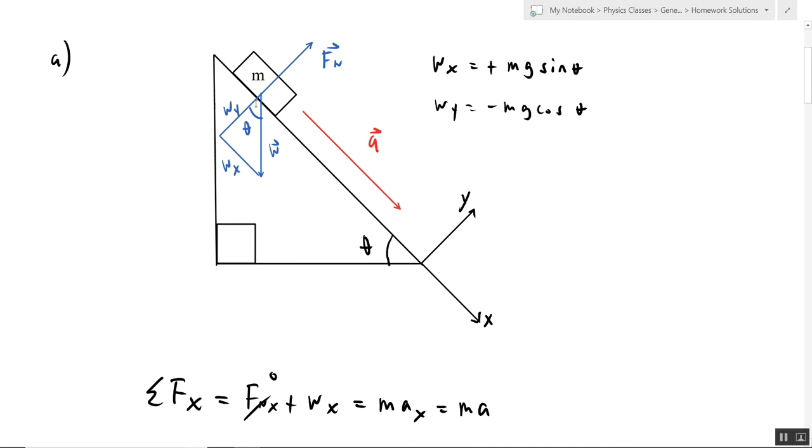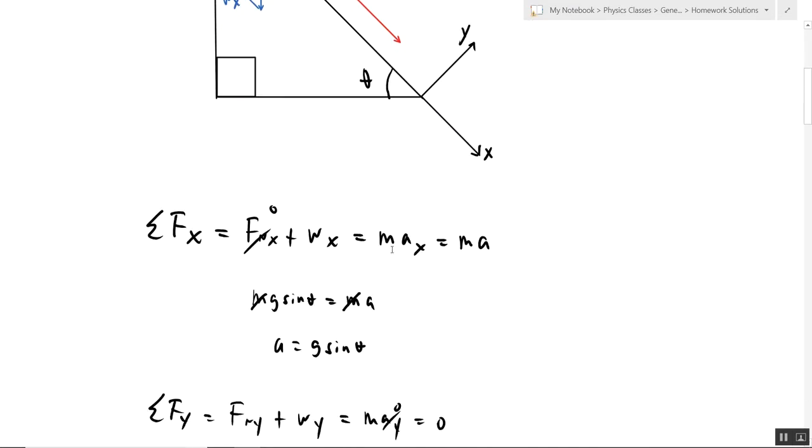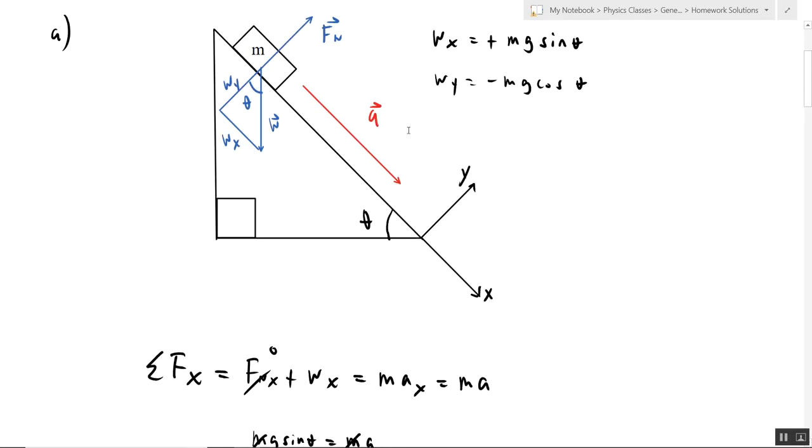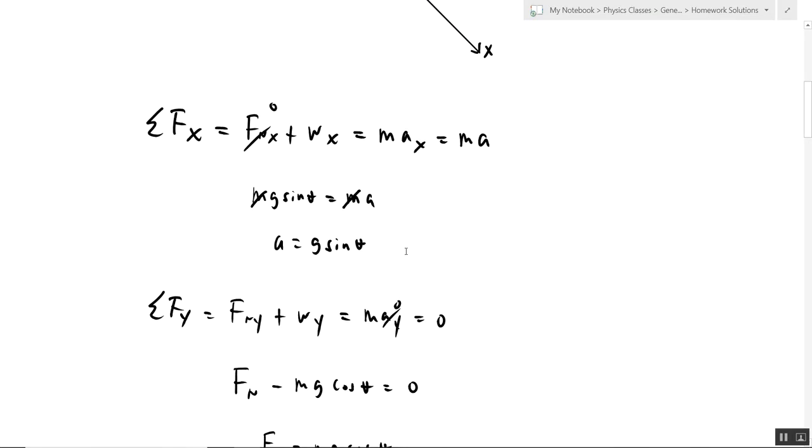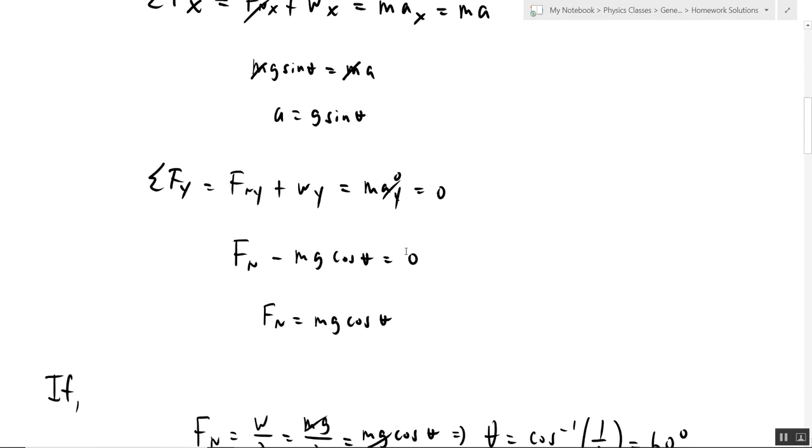So wx is w sine theta, as we saw a bunch of times. And that's equal to ma, because the acceleration is completely in the x direction, or down the incline. So you get a is g sine theta. In the y direction, there's nothing interesting happening, but you can find the normal force.